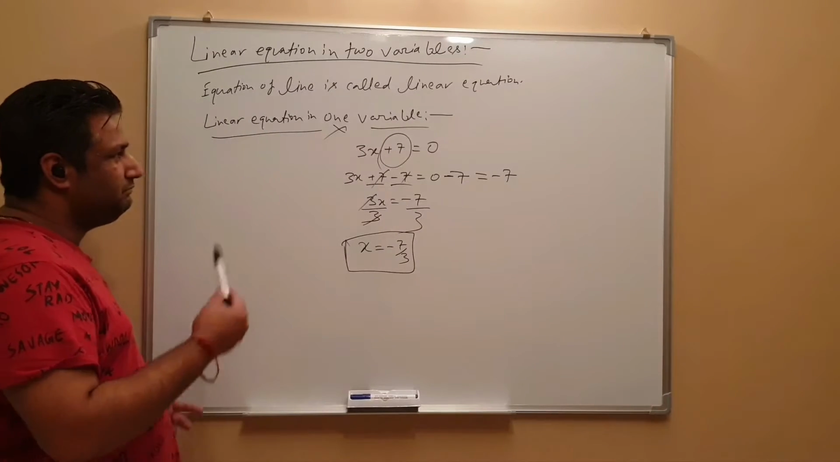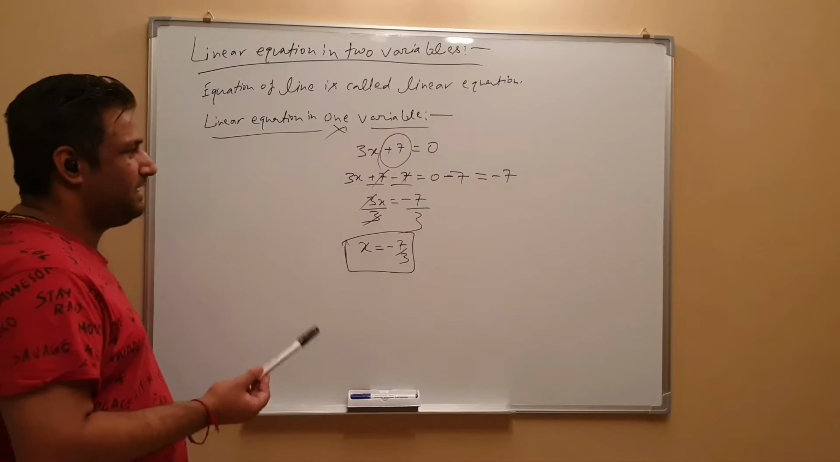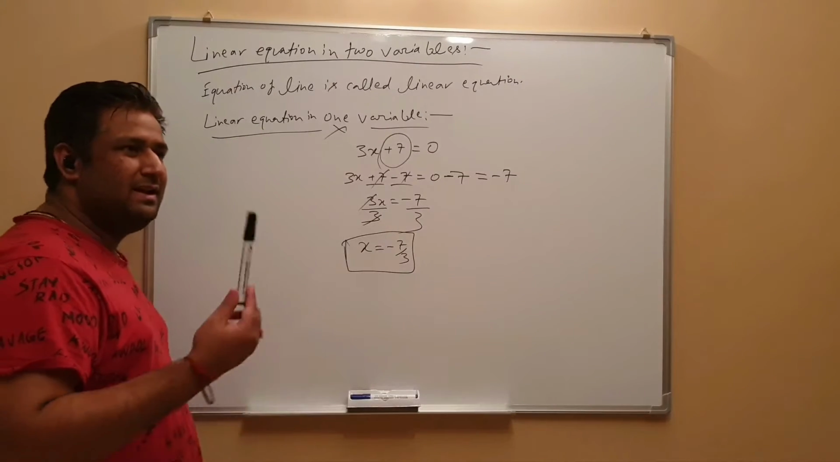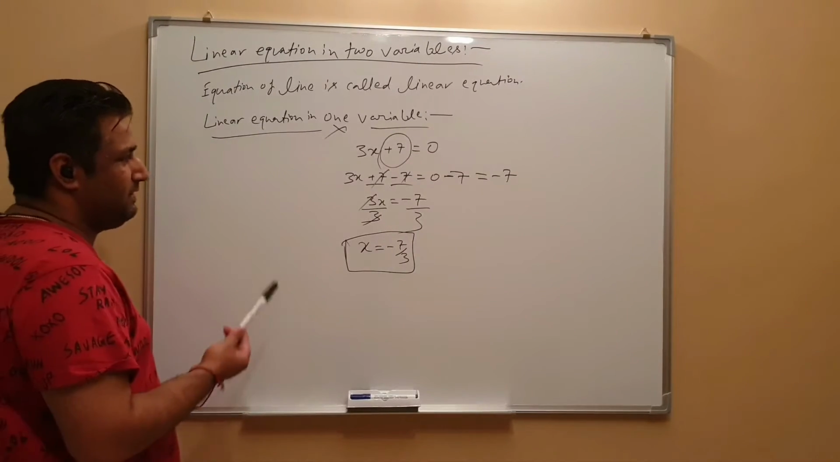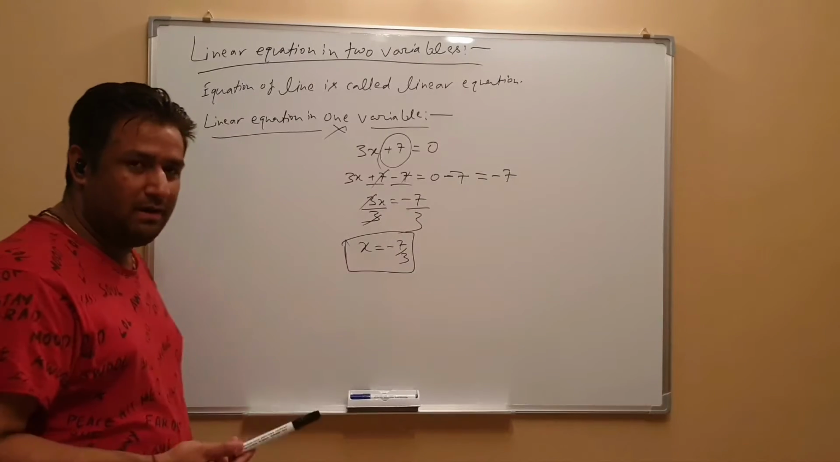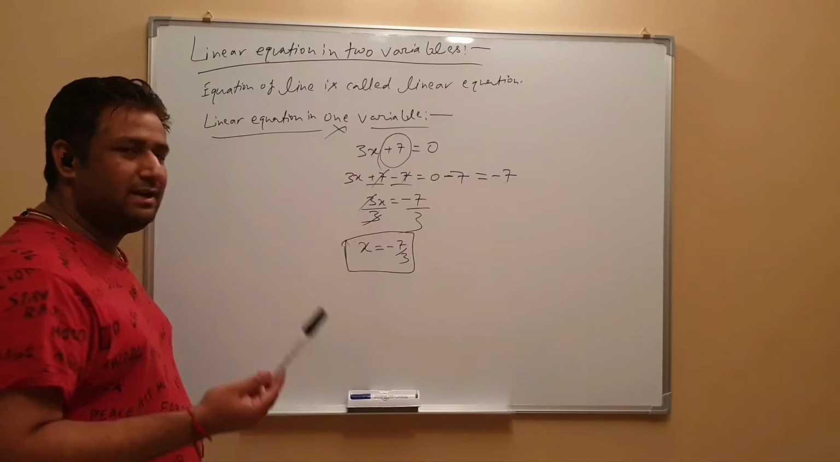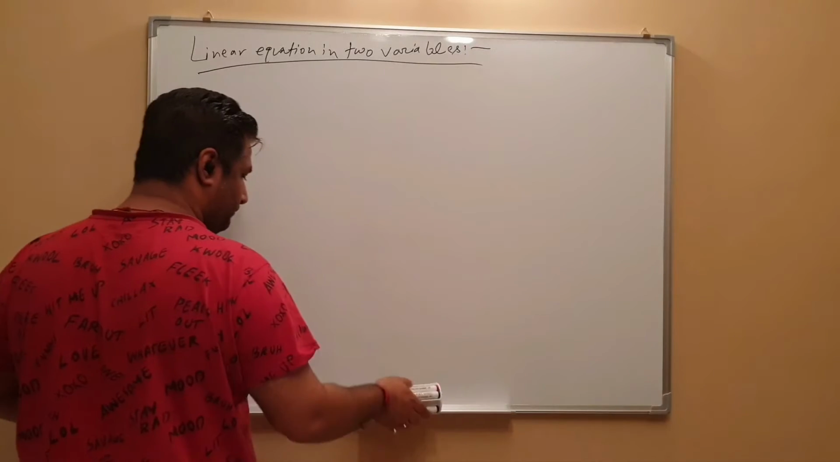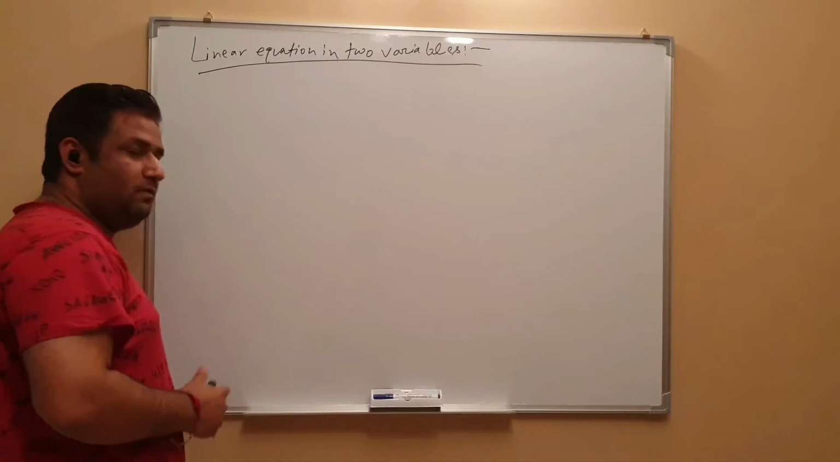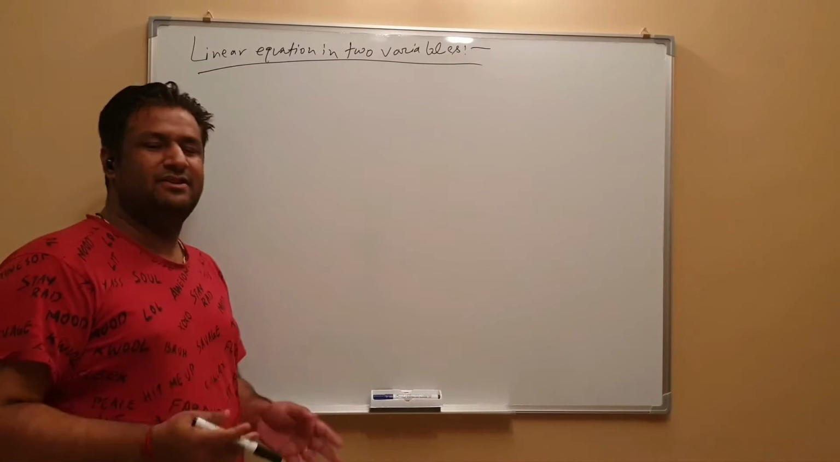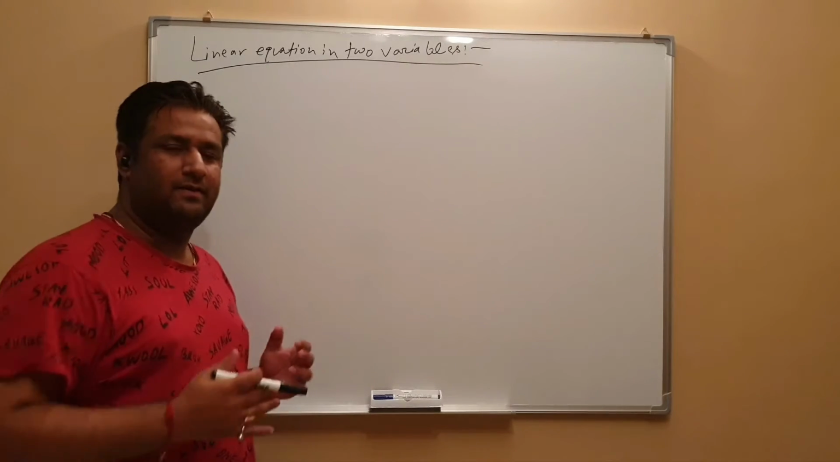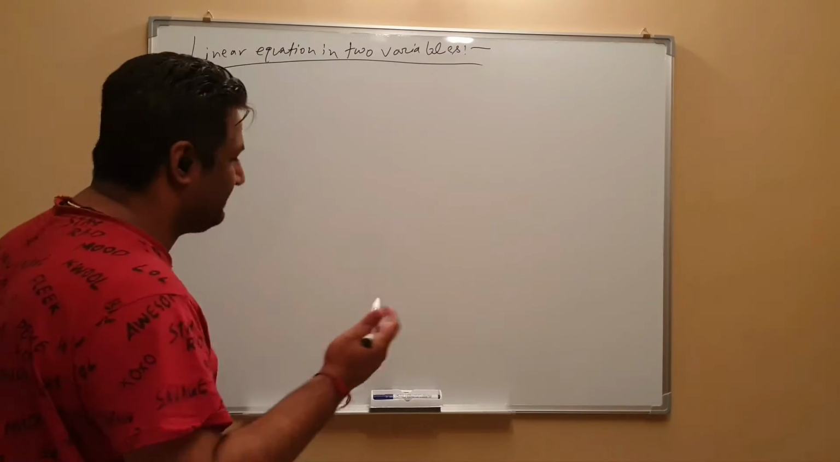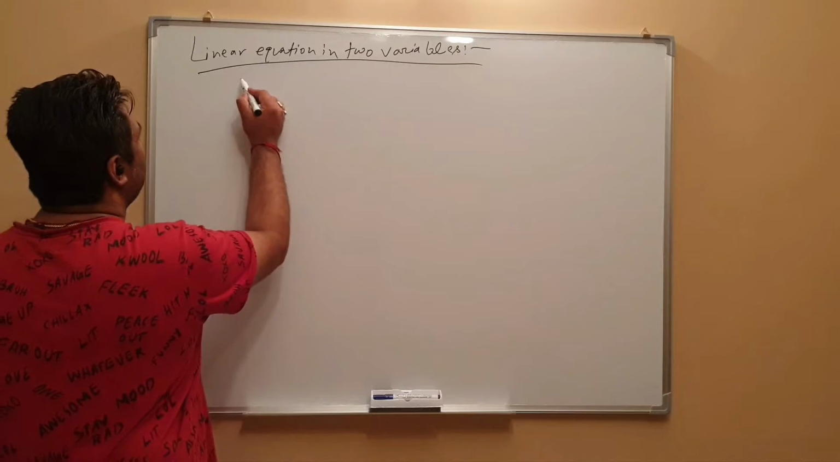Now this was a simple example of linear equation in one variable. I think you all have studied this in your previous classes, so that was just an example. So now I will tell you what is linear equation in two variables. First of all we have to understand the general form of a linear equation in two variables. So what exactly is that? Just understand.